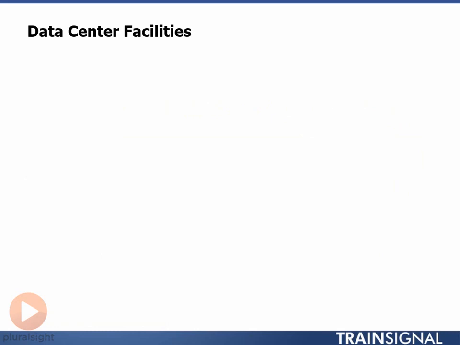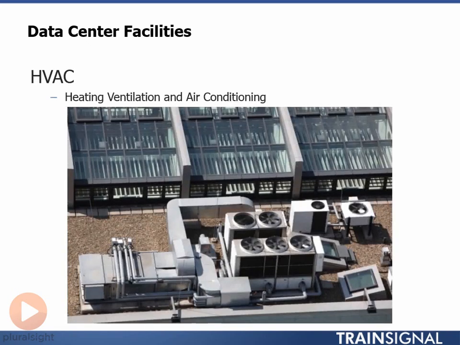A term that you might hear from time to time is HVAC. It's an acronym for heating, ventilation and air conditioning. And as we can see from the image on the slide, at a large data center, these systems can be huge and truly industrial scale.